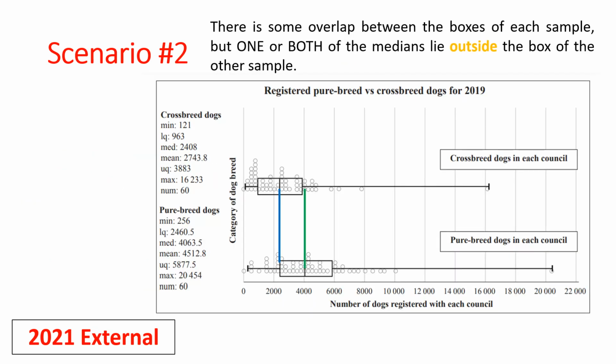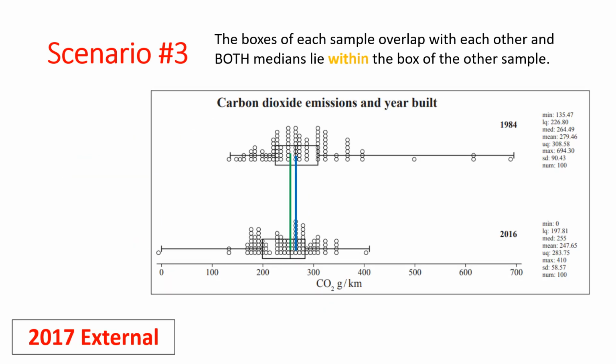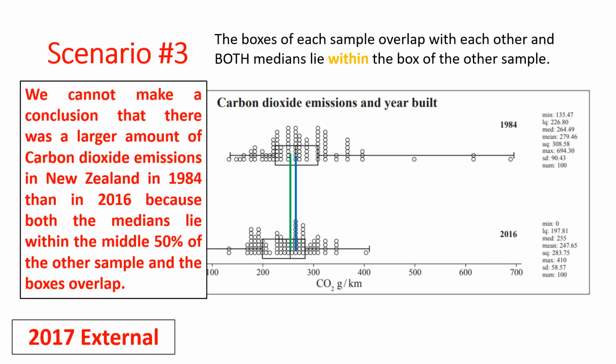In scenario 2, there is some overlap of the boxes, but one or both of the medians lie outside the box of the other sample. And our summary, again, pause it and reread it. But basically, we use the word likely. One group is likely to be larger or greater than the other. And finally, our third scenario, and this is where we have a lot of overlap, and both medians lie within the boxes. And we basically cannot make a conclusion that one is greater than the other.